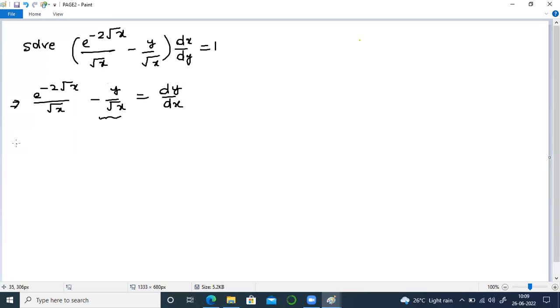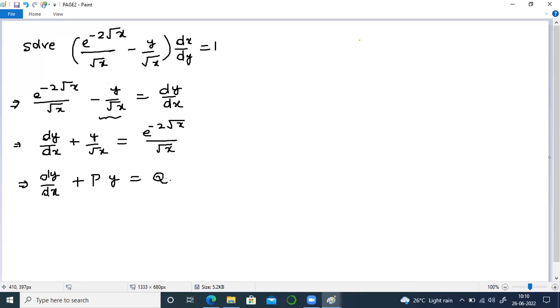So dy by dx, first the right hand term I am writing, y over root x I am taking to that side: dy by dx plus y over root x is equal to e power minus 2 root x by root x. So now you see this equation, it is exactly the Leibniz form: dy by dx plus p into y is equal to q. So p and q are functions of x, I said.